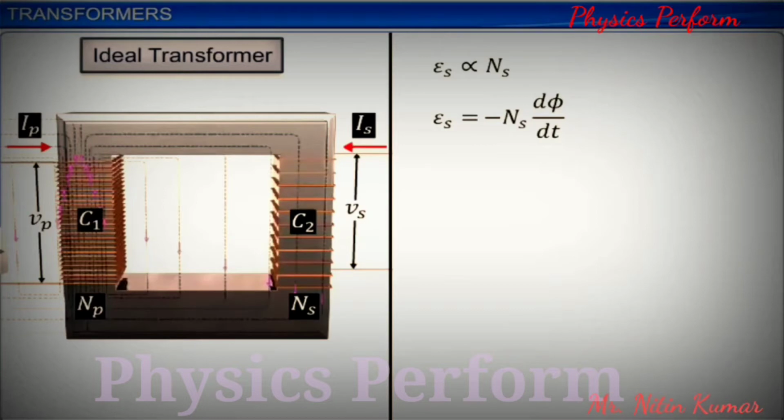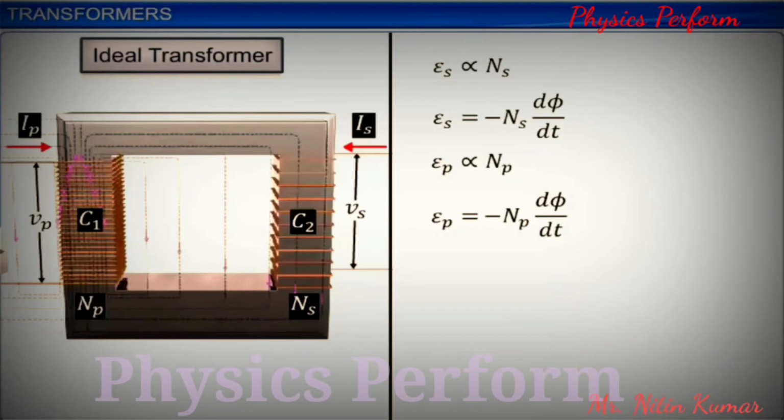The alternating flux phi also induces an EMF, referred to as the back EMF, in the primary coil due to self-induction. This EMF Ep is proportional to the number of turns Np in the primary coil. This back EMF Ep is equal to minus Np into d phi by dt, where d phi by dt is the rate of change of the magnetic flux linked with the primary coil. The minus sign is in accordance with Lenz's law.